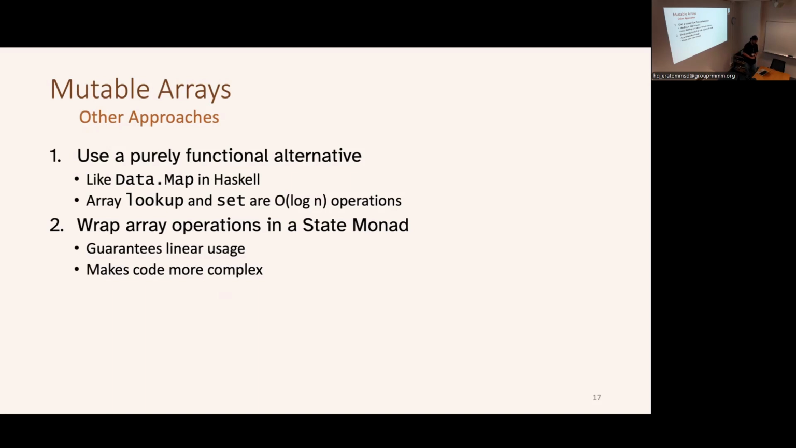The other option would have been to wrap it in some kind of state monad. And when this is done, this would guarantee the linear usage of the array, but this would make the code look more complex.